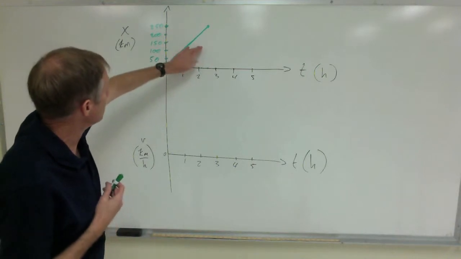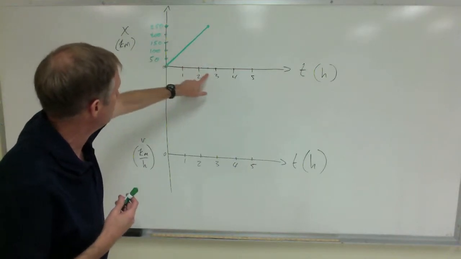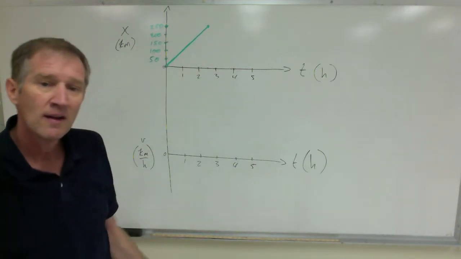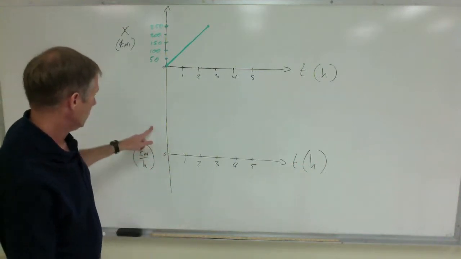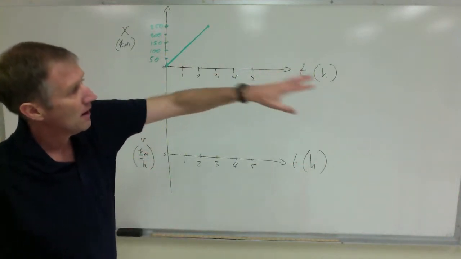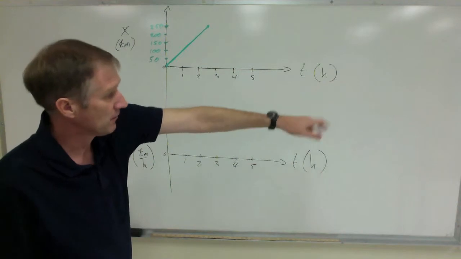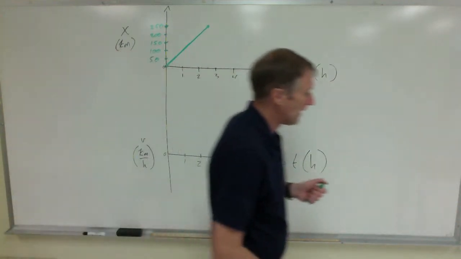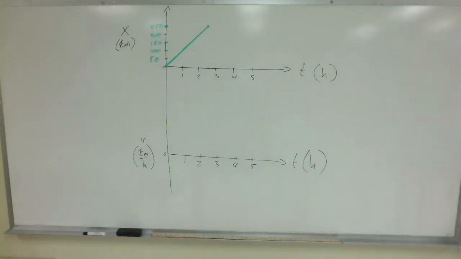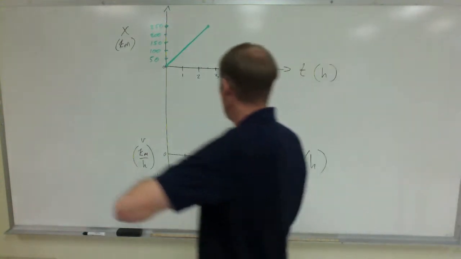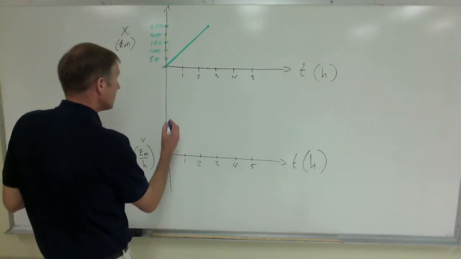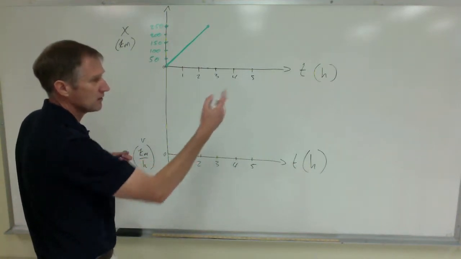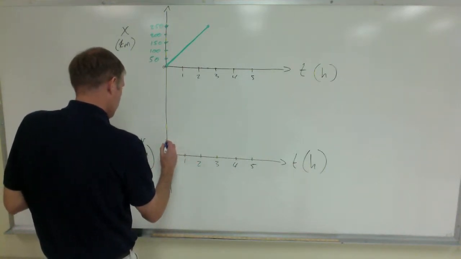The slope of this line, 250 divided by 2.5, is 100. And that's her velocity. Her velocity for the first segment, for the first 2.5 hours, is a constant 100 kilometers per hour. I'm getting a different color here. So if I go up on the velocity, well, it's a constant 100 kilometers per hour.